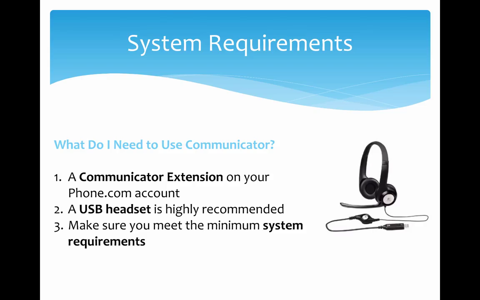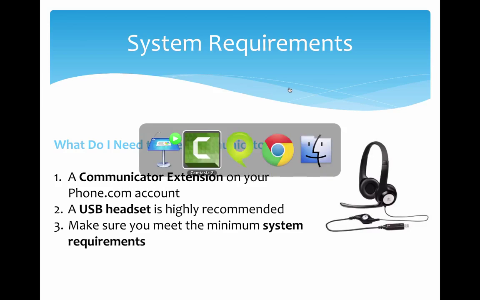Just before you even begin the process, be aware of a few system requirements. First, you need a Communicator extension on your Phone.com account, which will give you a unique username and password to use, and also a download link to install the program. Next, I highly recommend a USB headset for good audio quality. Also, make sure that you meet the minimum system requirements, which I will show you right now and go over very briefly.